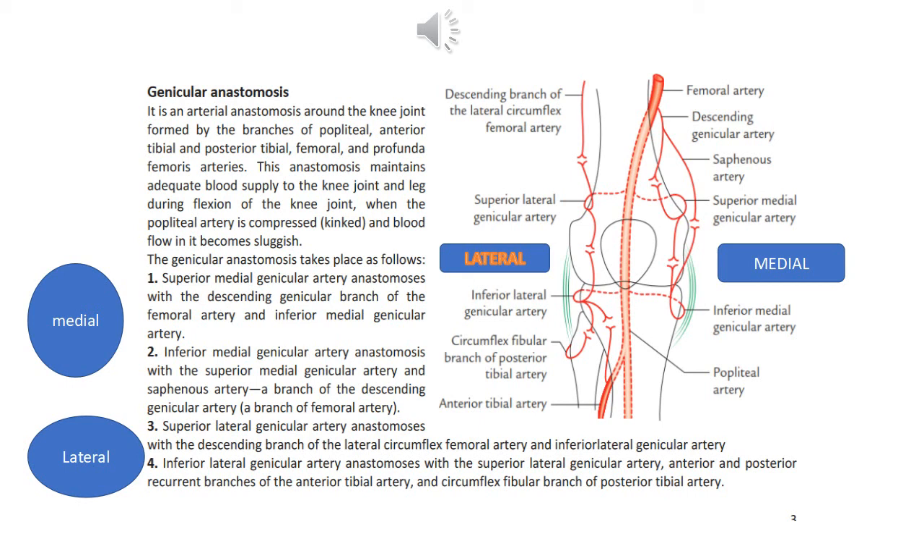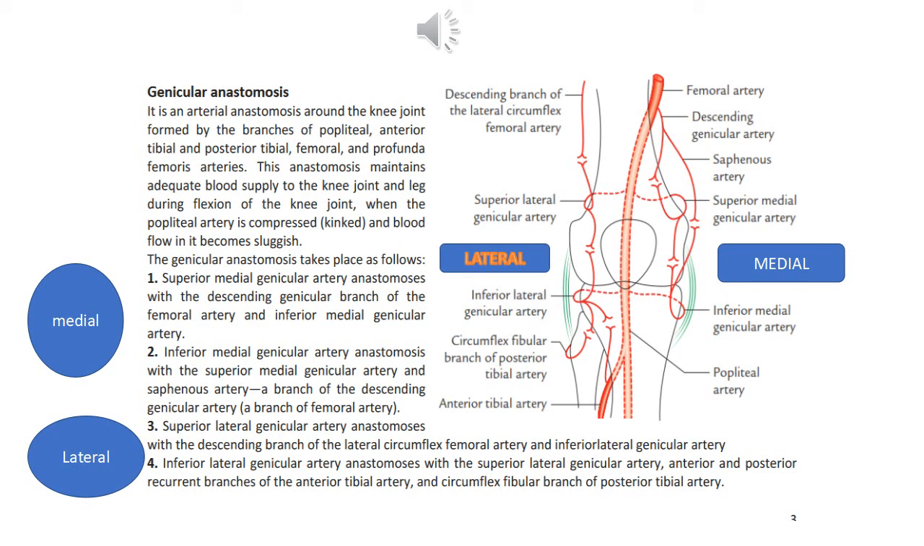Again, if you take the inferior medial genicular artery, you can see that it anastomoses with the superior medial genicular artery and also with a saphenous artery, a branch of the descending genicular. So on the medial side, the superior medial genicular artery is anastomosing with the inferior medial genicular artery and also the descending genicular artery. The inferior medial genicular artery is anastomosing with the superior medial genicular artery and the saphenous artery, which is a branch of the descending genicular artery.